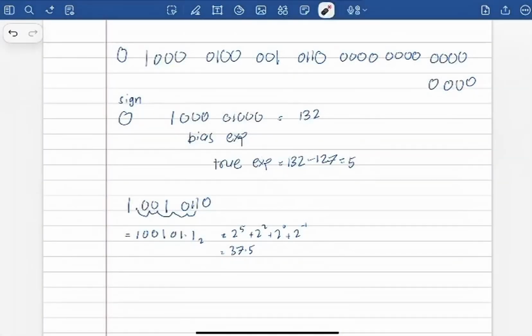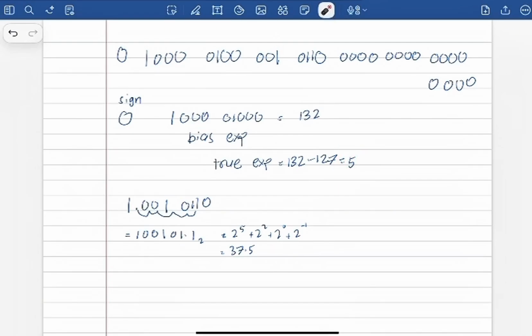Okay, now we go for another example. First, we look at the sign. It says here 0, so it means positive. And then we go to the next set of numbers. First, we convert it from binary form to decimal form. We call this the exponent. After we get 132, we minus it with 127. After that we get 5.